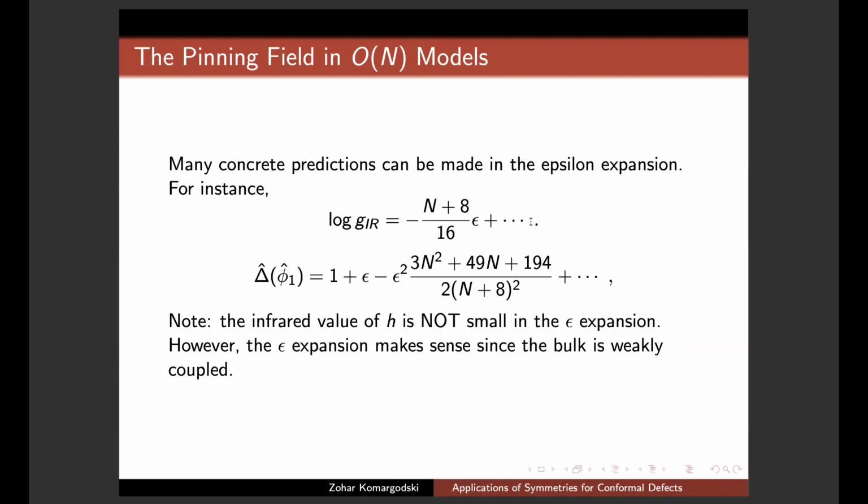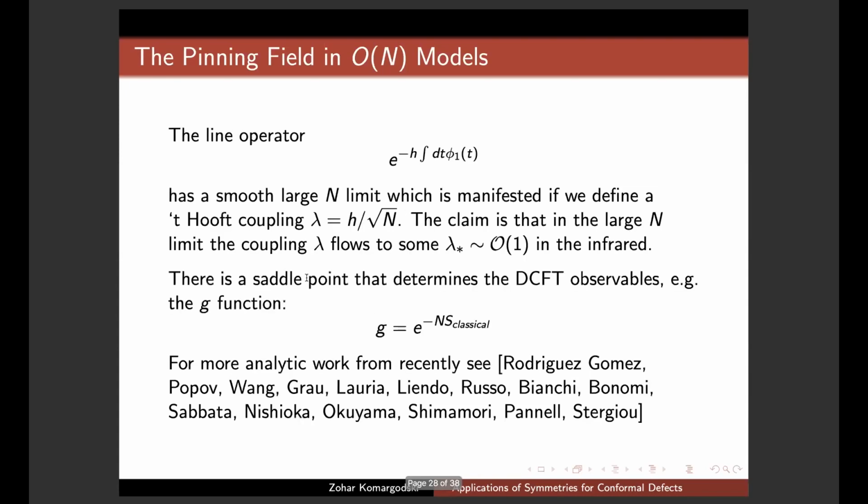First of all, the g function, the quantum dimension of this defect, is negative. The log of g is negative. So that's an example of what I said before, that unlike topological lines, the quantum dimension does not have to be bigger than 1. You can also compute anomalous dimensions of the magnetic field.